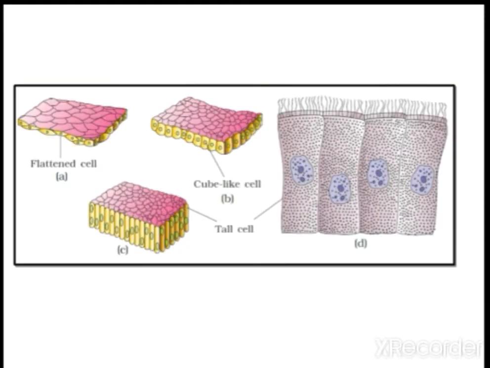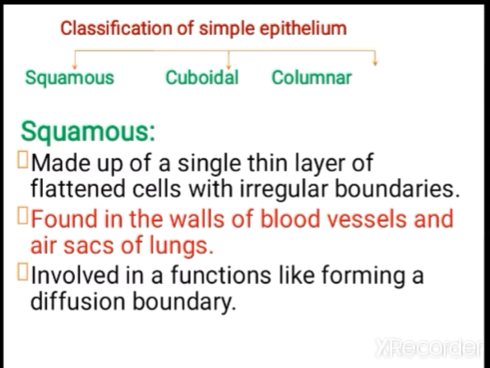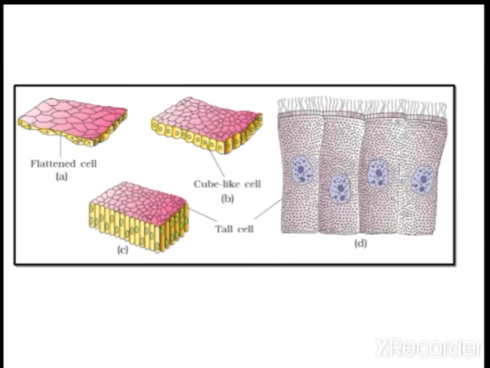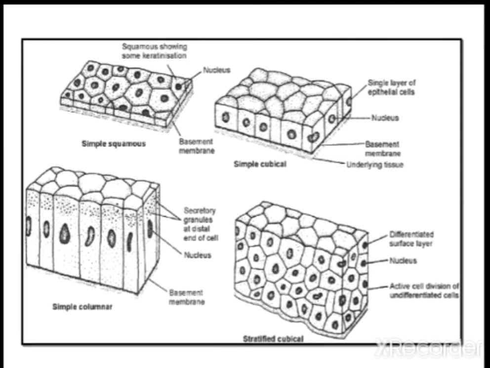So this is a squamous epithelial cell. Can you see it is flattened and thin. This is cuboidal epithelium, cube like cells are there. Here it is columnar epithelium, as it has column like cells. There are 3 types of simple epithelium: squamous, cuboidal and columnar. Among the columnar, when they have cilia, you call that ciliated columnar epithelium. This is the same, a diagrammatic view given here.